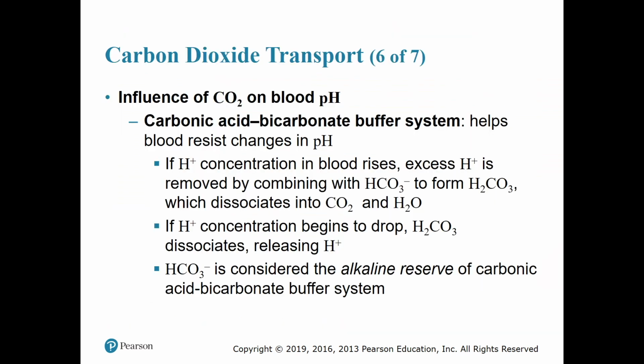The influence of CO2 on blood pH. The carbonic acid-bicarbonate buffer system helps blood resist changes in pH. If H+ concentration in blood rises, the excess H+ is removed by combining with bicarbonate to form carbonic acid, which dissociates into CO2 and water. If, on the other hand, the H+ concentration begins to drop, then the carbonic acid dissociates, releasing H+, and the bicarbonate is considered the alkaline reserve of the carbonic acid-bicarbonate buffer system. So we've already seen this when we talked about buffers in the first chapter.